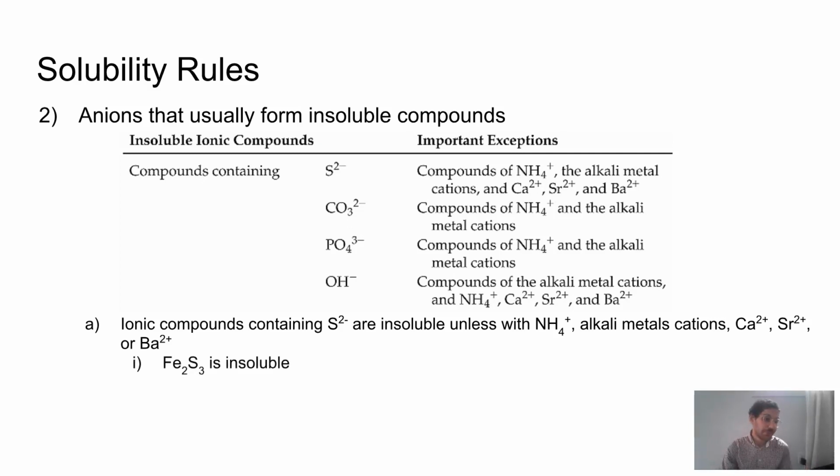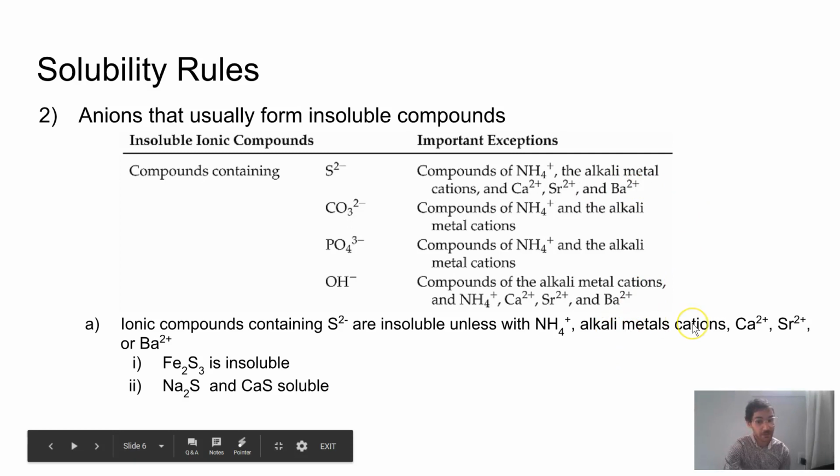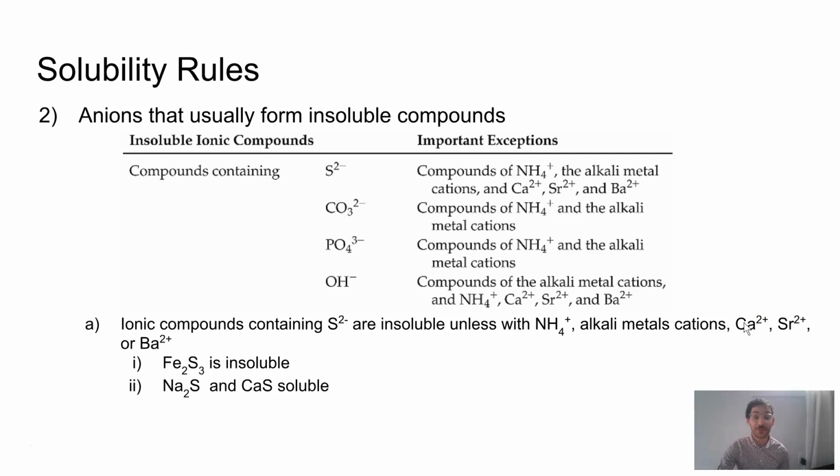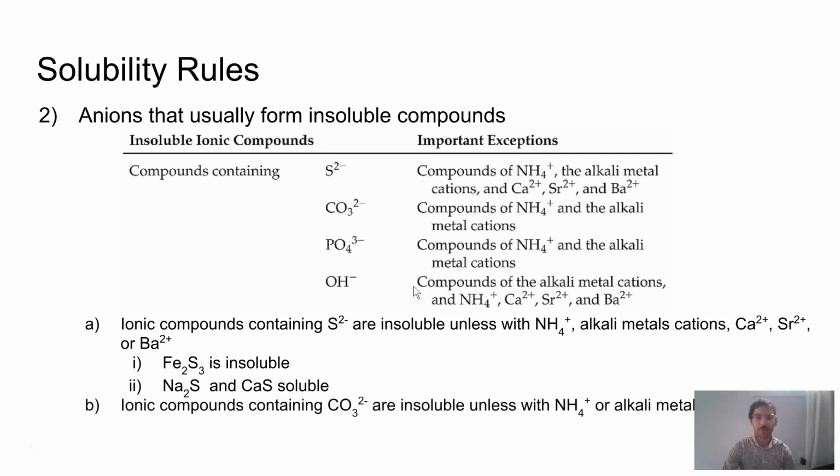Let's do some examples. So if you had iron sulfide, that would be insoluble. Or sodium sulfide or calcium sulfide, well, those are exceptions. Sodium is an alkali metal cation, and calcium is on our exception list, so therefore calcium sulfide is going to be soluble. Our carbonates are much less soluble.